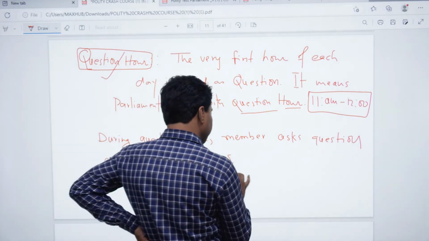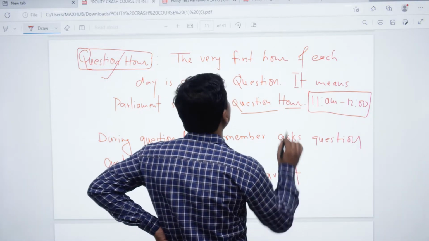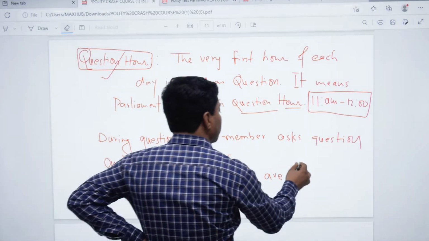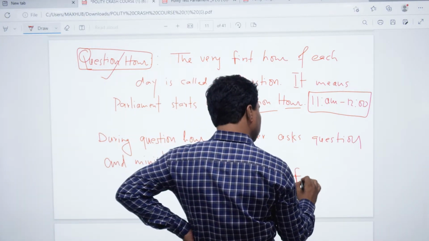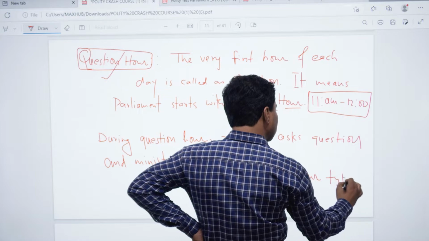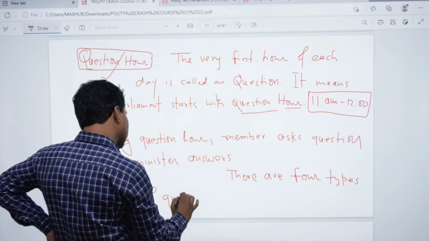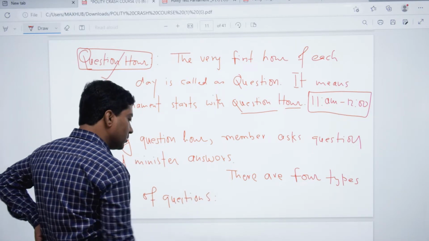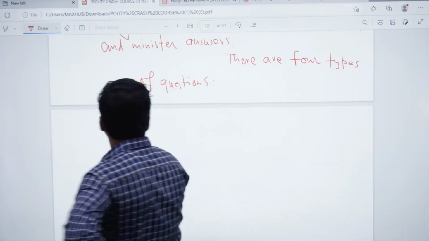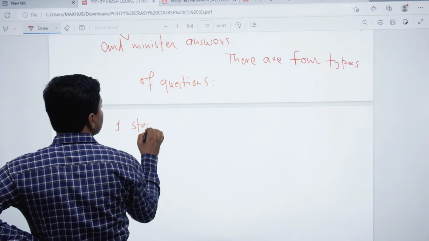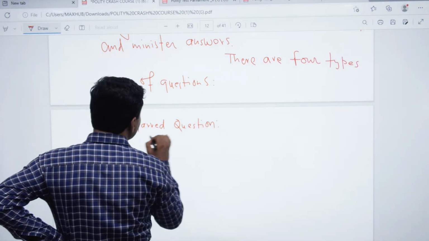There are 3, or I say 4. Why 3? 4 types of question. What are those questions? First is called a starred question. अब होता क्या है?